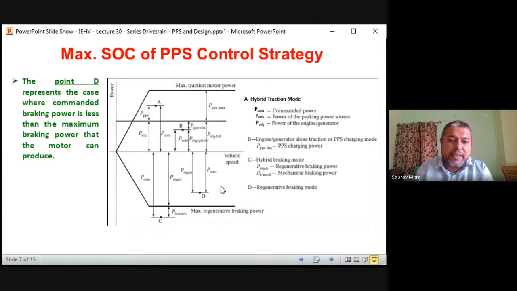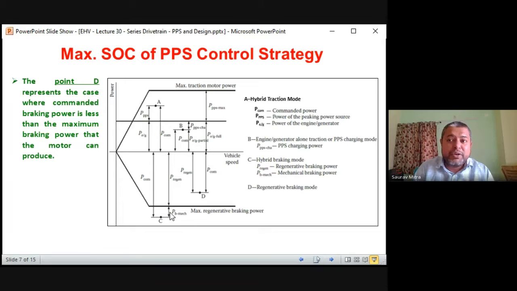The last case is D. In this case, commanded braking power is less than the maximum regenerative power. From here to here, this is the maximum regenerative power which can be produced. That means maximum electrical braking can be produced by this. In C, you found that the maximum braking was greater than regenerative braking. That's why we had to use both regenerative braking and mechanical braking.